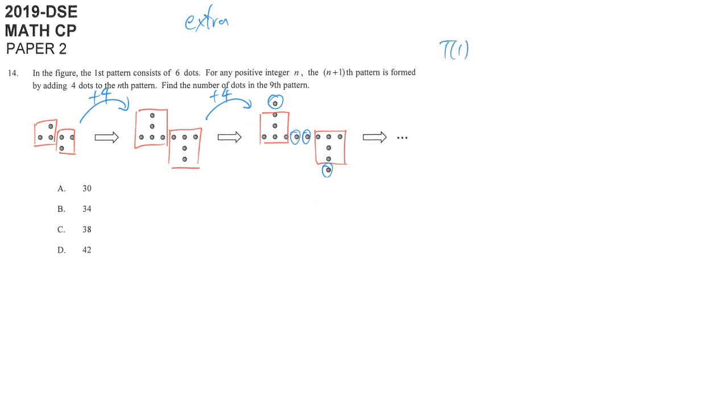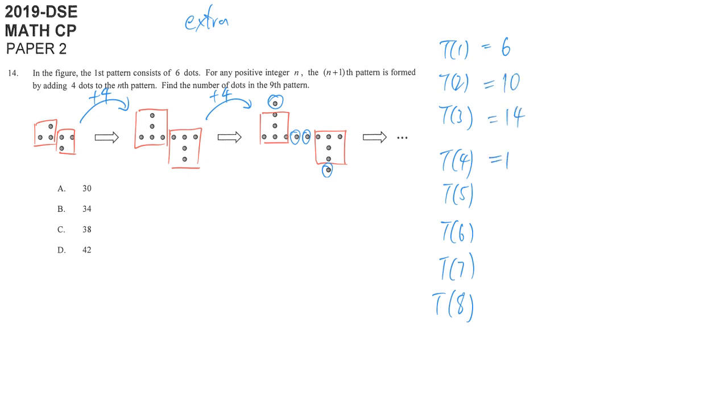First T1, T2, T3. And then T4, T5, T6, T7, T8. Every time you just add 4 on it. The first one you have 6, so add 4 we have 10, add 4 we have 14, add 4 we have 18, add 4 we have 22, add 4 we have 26, add 4 we have 30, and then add 4 we have 34. Finally, our target, we have 38 in total, so the answer is C.